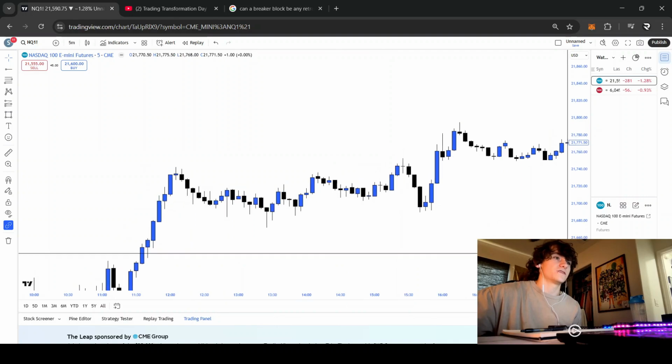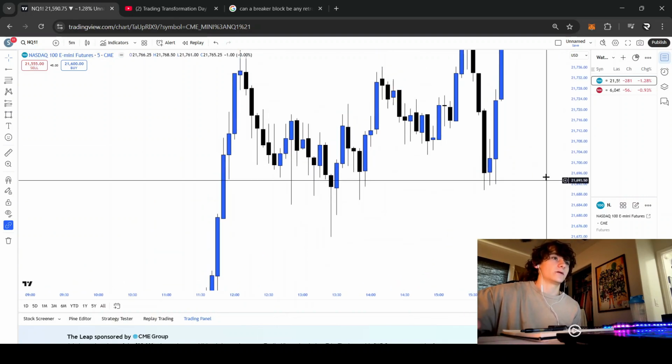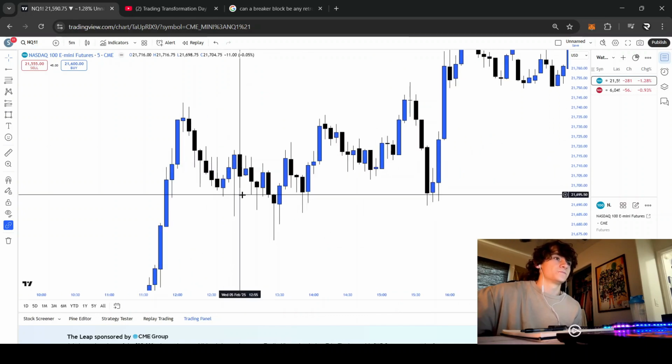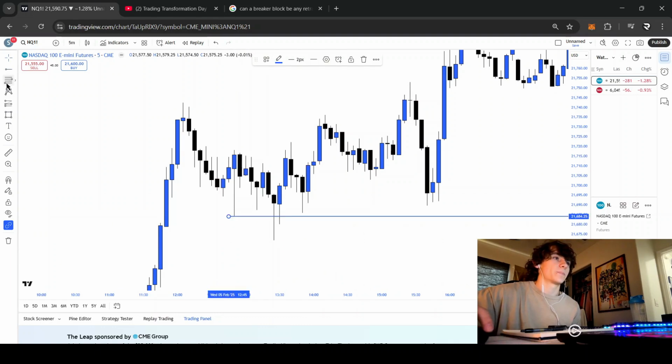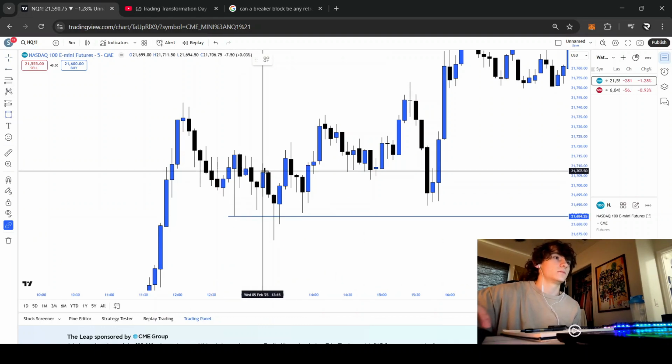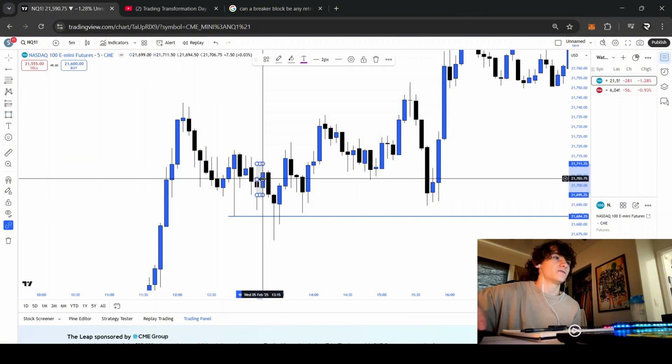So let's just do maybe right here, right? Let's see, we have boom, boom, boom, boom, boom. This move up that caused the liquidity sweep, right?